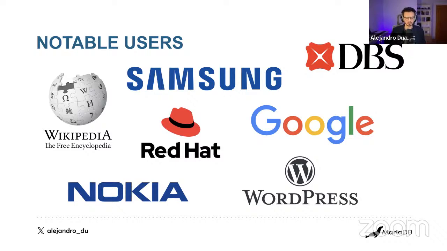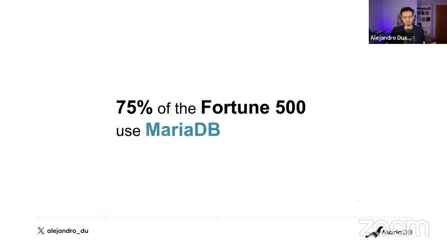Wikipedia, for example. When you are reading any Wikipedia article, you are seeing data stored in MariaDB. Samsung, if you have a Samsung device and you are logging into your networks, you are using MariaDB. DBS, one of the largest banks in Asia, migrated from Oracle to MariaDB. They have many, many MariaDB servers. Nokia, Red Hat. Well, you get the idea. 75% of the Fortune 500 use MariaDB.